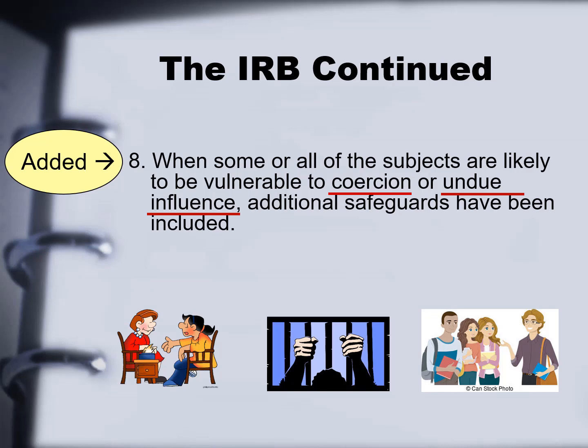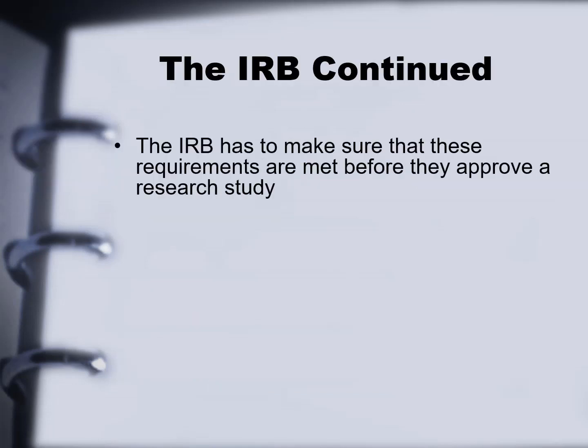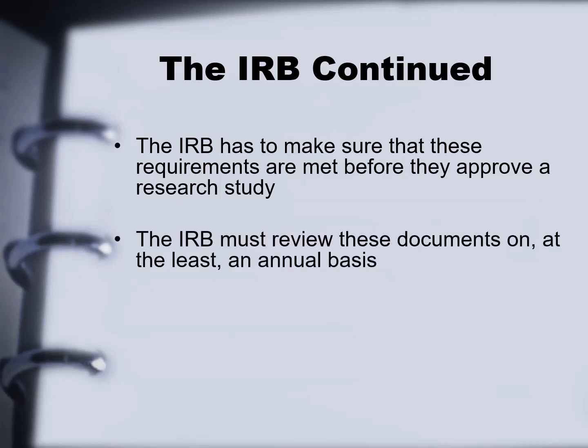So those are the 8 requirements of the Institutional Review Board when they're reviewing all applications for research. The IRB has to make sure that these requirements are met before they approve a research study. In addition, the IRB reviews these documents on at least an annual basis just to track the progress of the study when it comes to the ethical code that is involved. Okay, so that is the end of the presentation on ethics and social research.